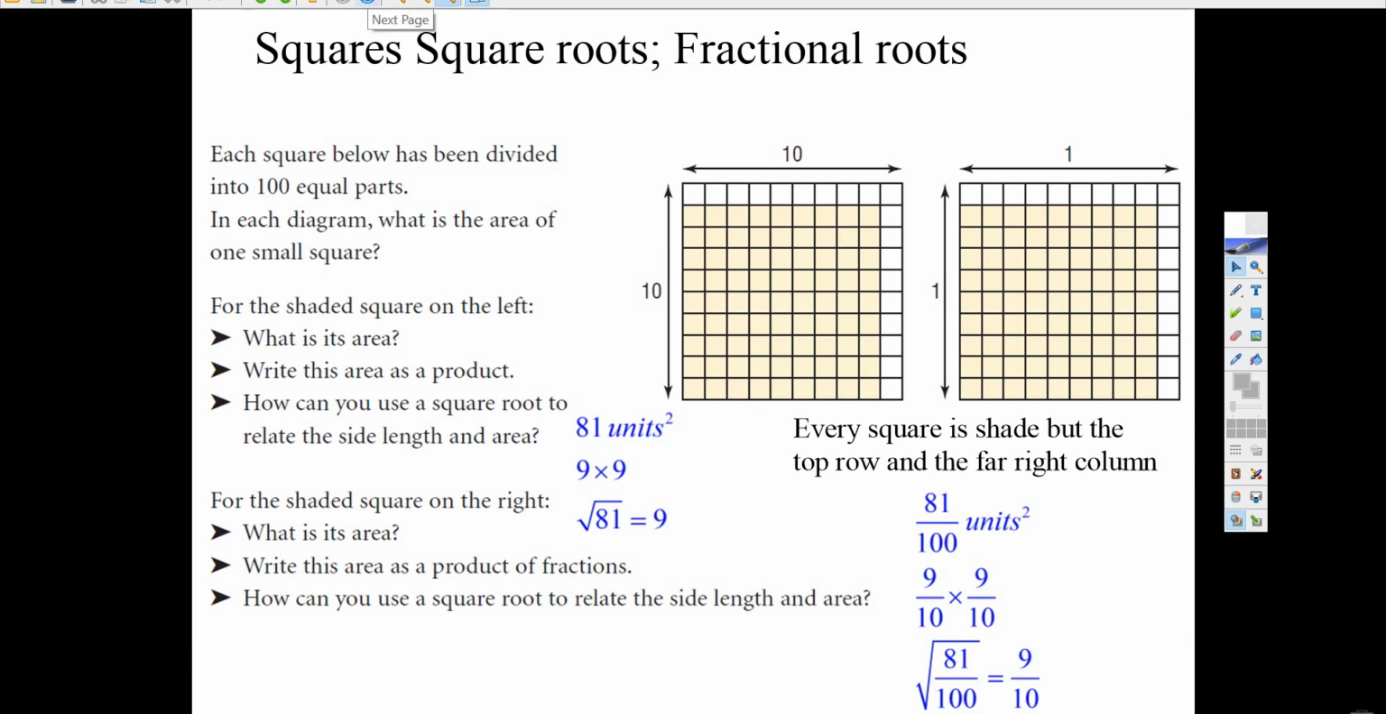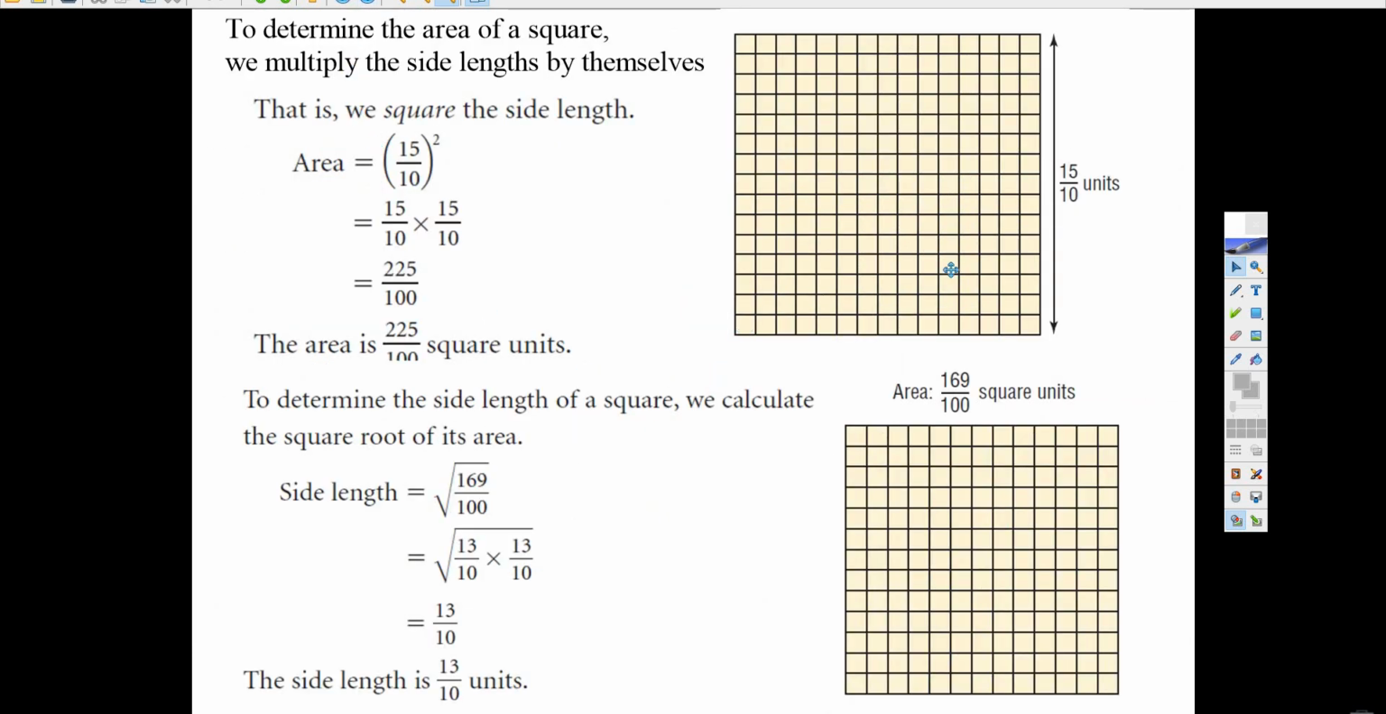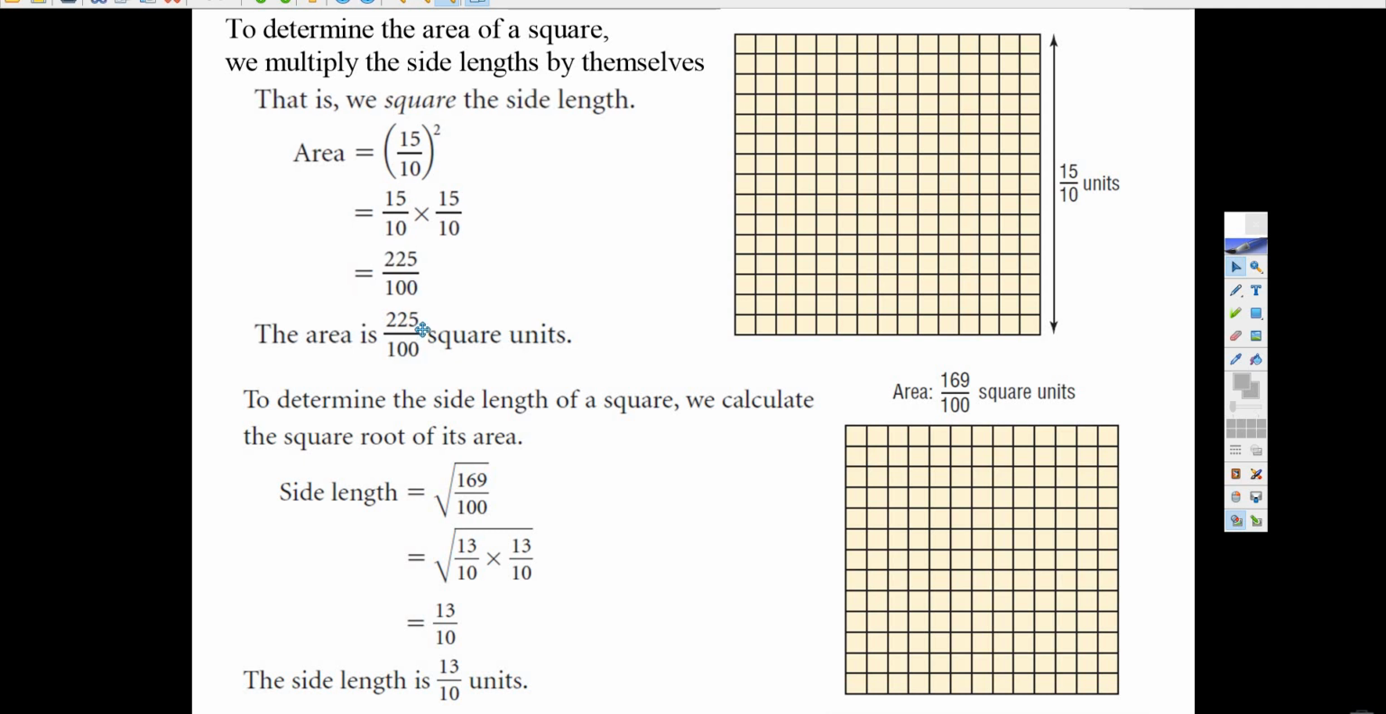Let's look at it in some examples here. Say we knew if this was 1/10 of a unit here, each side of here, say there were 15 of these. Well, the area of this thing would be 15 over 10 times 15 over 10. 15 times 15 is 225. 10 times 10 is 100. So that would give you 225 divided by 100. It'd actually be 2.25 square units. That would be the answer.